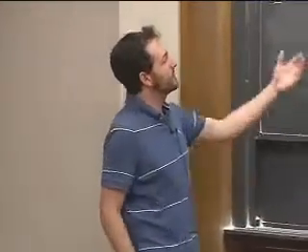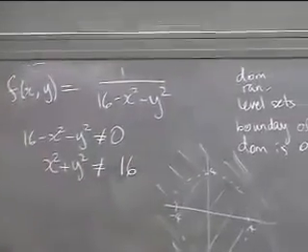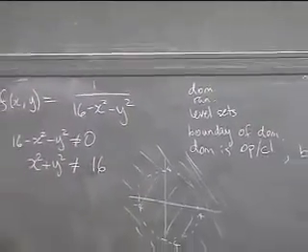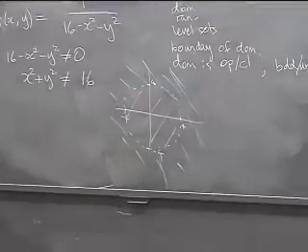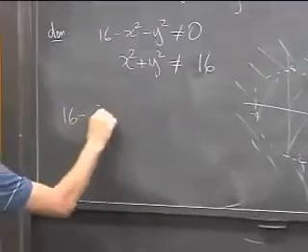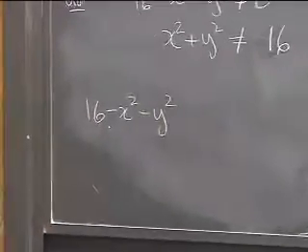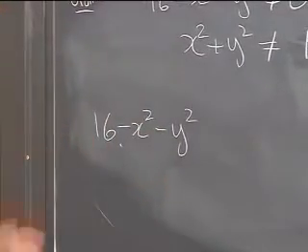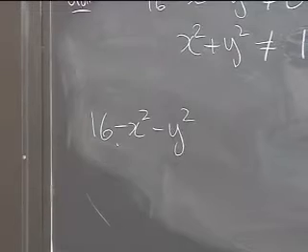You kind of just have to ask, what numbers could I possibly get out of that? What numbers could I possibly get? Well, what numbers could you possibly get out of 16 minus x squared minus y squared? What numbers can't you get? What numbers can you get? Does anyone have any ideas about this?